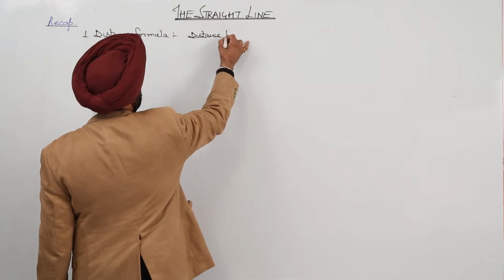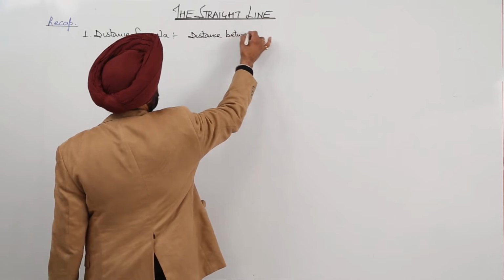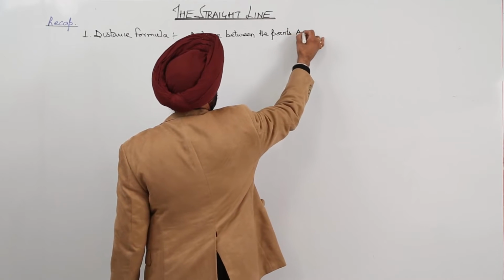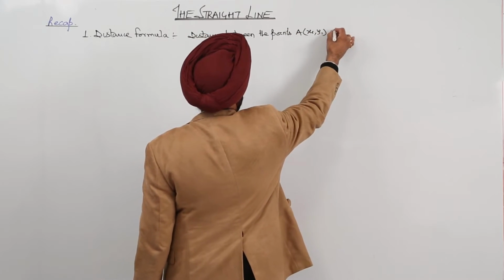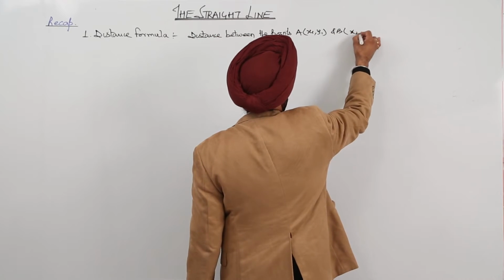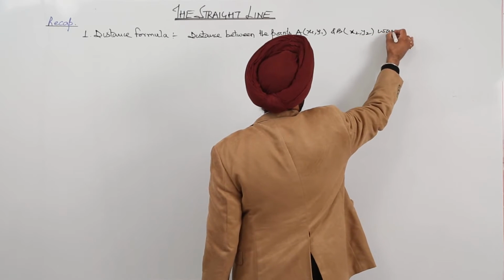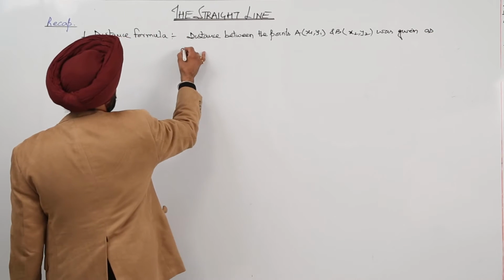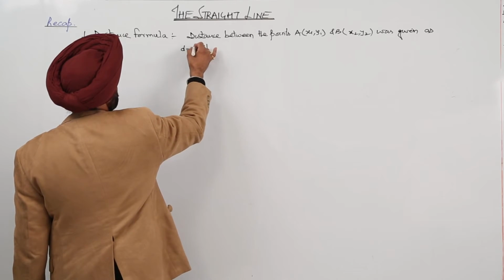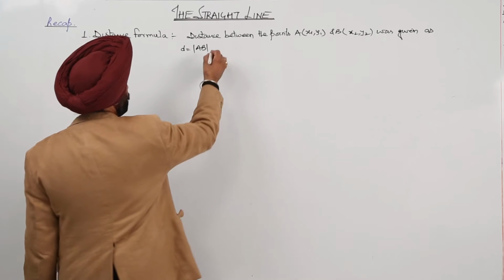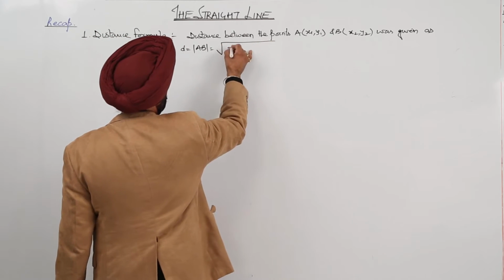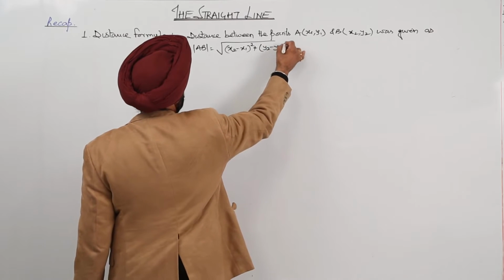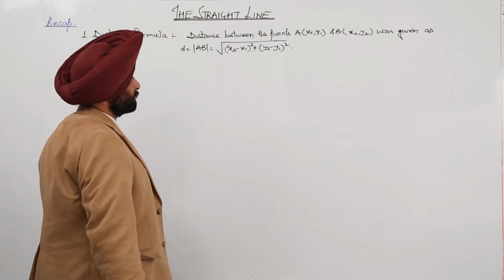The distance between the points A, coordinates given as x1 y1, and B with x2 y2, was given as D is equal to, where D stands for the distance, or AB for the distance, and it was the square root of (x2 minus x1) whole square plus (y2 minus y1) whole square. So this we have done in the distance formula.